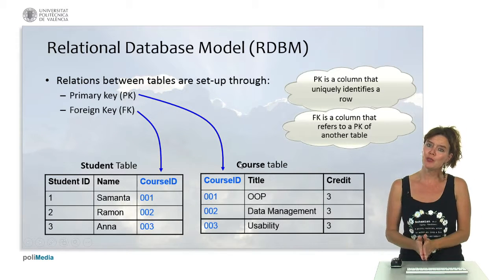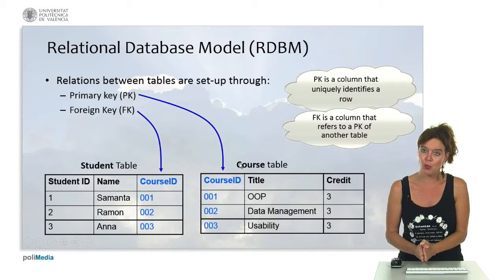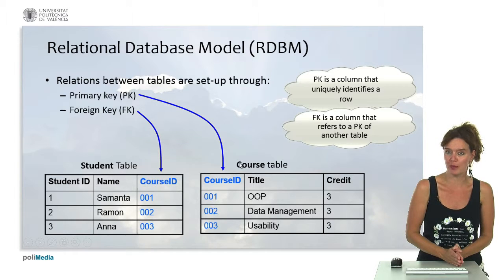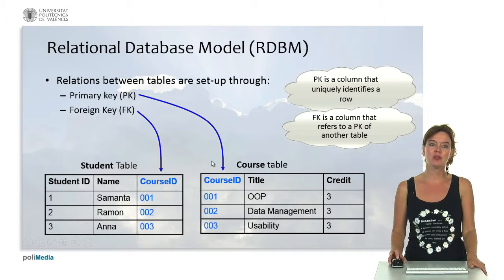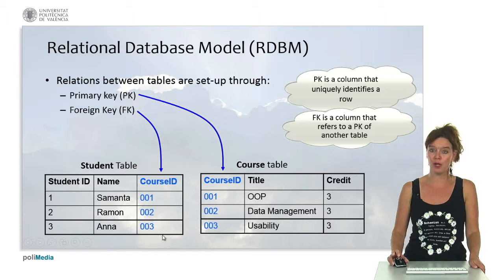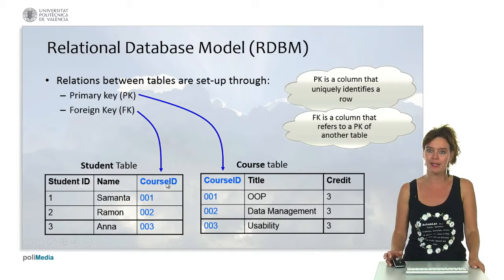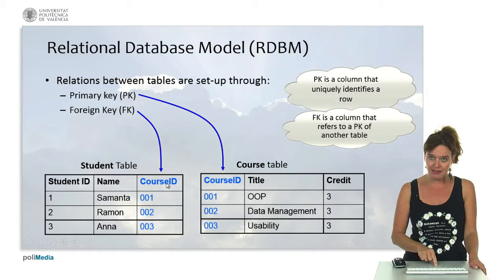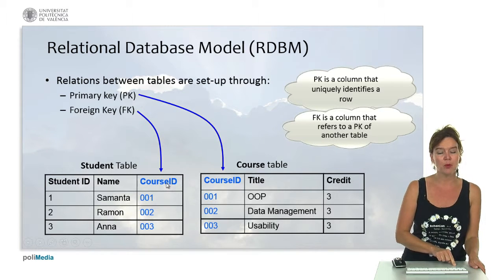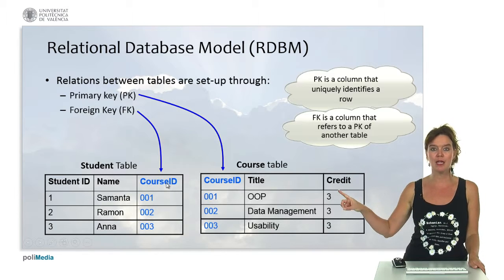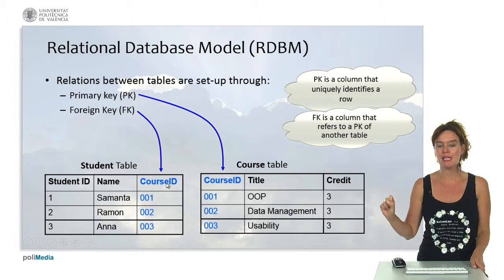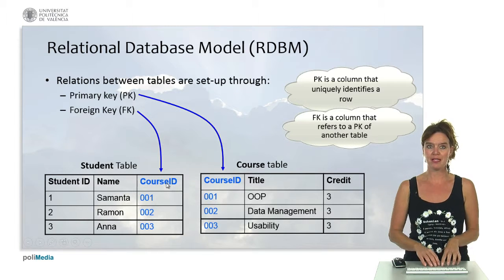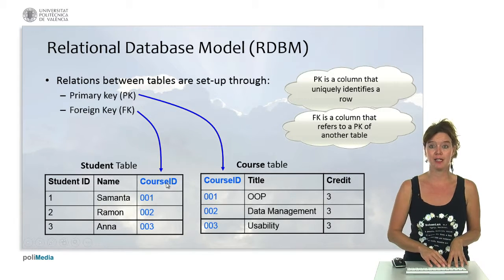So we need to make a relation between the courses and the students, because we need to make a relation of these students following the course. So we see in the student table there's also a column with course ID, and there it's called the foreign key, because it's that key in the student table that refers to the primary key of the course table that makes it possible to make a relation between these two tables. So that's how a relational database works in a nutshell.